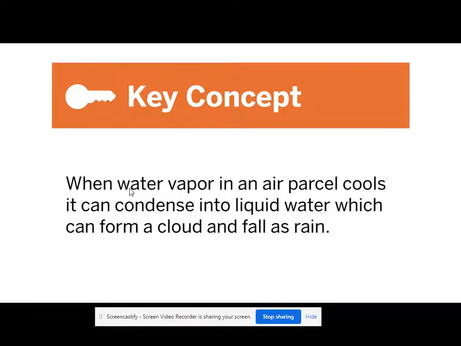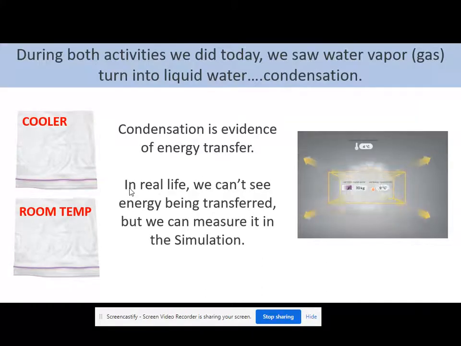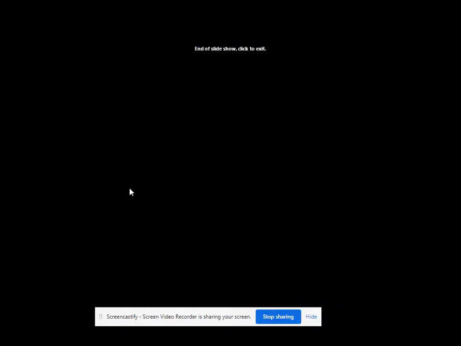So please make sure that you have your key concept all caught up. Please, of course, always pause the video if you need. So in both of those activities that we did for this unit, we saw energy transfer happens. Okay, that's definitely letting us know that condensation is occurring. In real life, we can't see the energy being transferred, and that's one of the ways that the simulation is really helpful because it can help us see how it's being transferred, and we can also measure it in the sim.